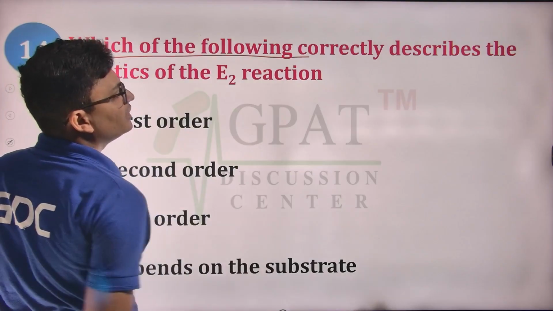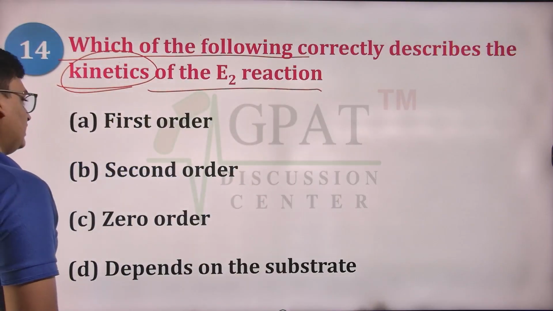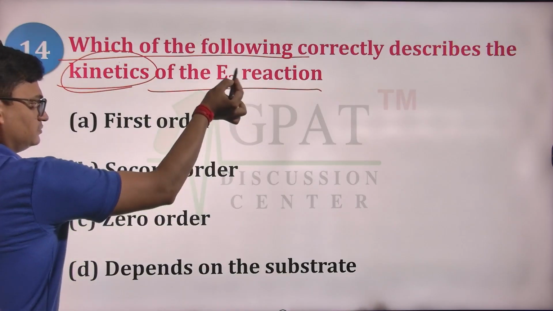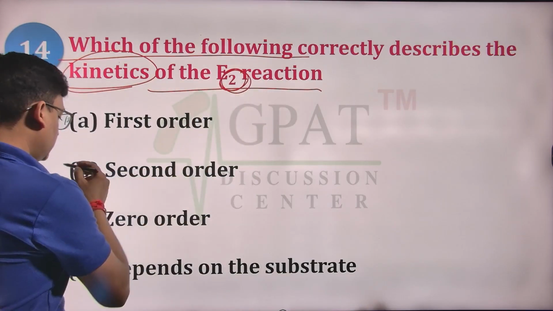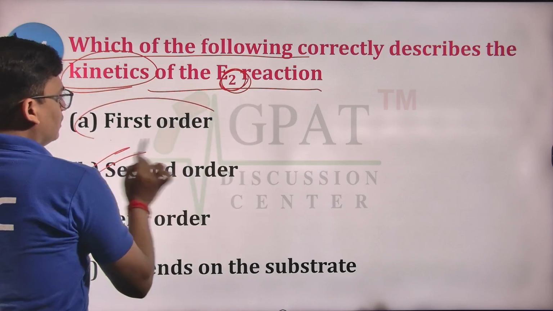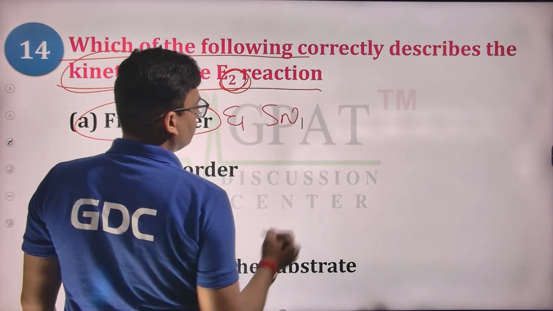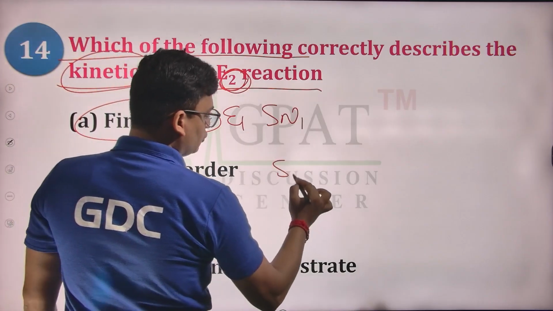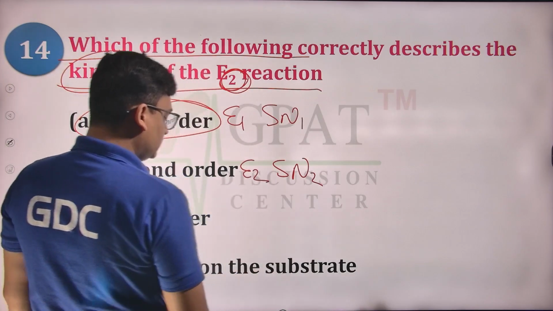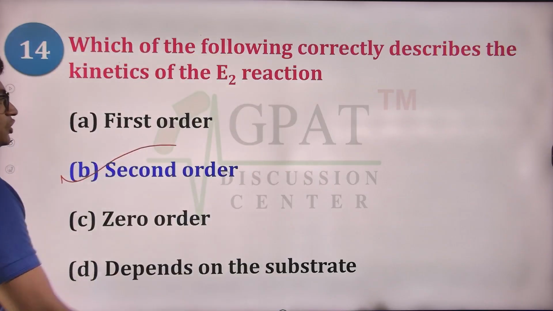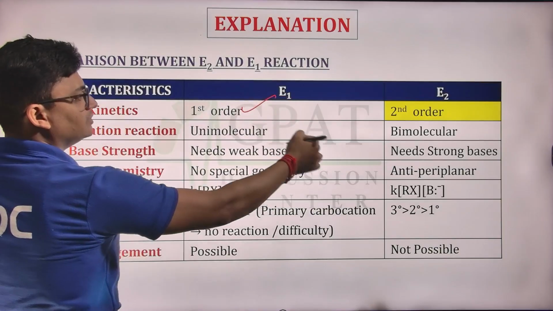Which of the following correctly describes the kinetics of the E2 reaction? As the name suggests, E2 means it's second order. For E1 it will be first order. For SN1 it will be first order, SN2 will be second order, and E2 will be second order. So E2 is a second order reaction.